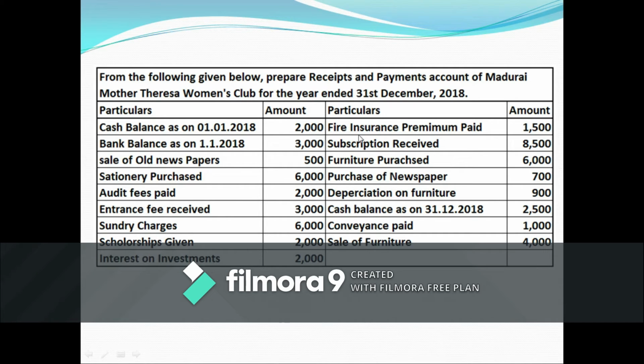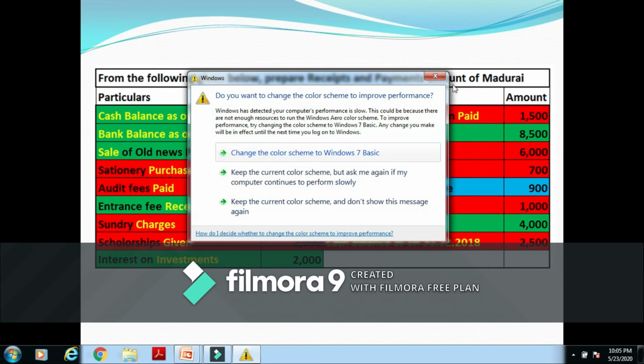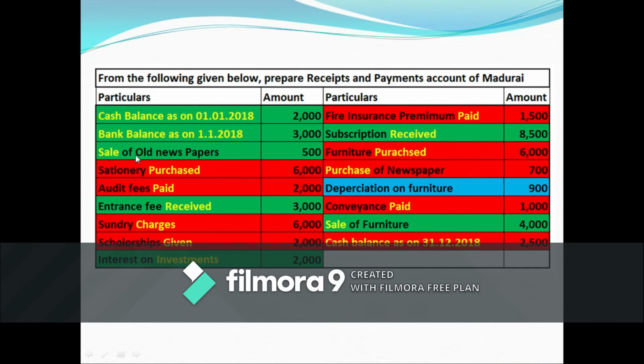So based on the transaction, it will be classified to receipt side or payment side. Listen here, always the opening cash balance and the opening bank balance should be mentioned in the receipt side. That's why highlighted in green. Sale of old newspaper. Here they are given the word sale. Cash comes in. That's why green.